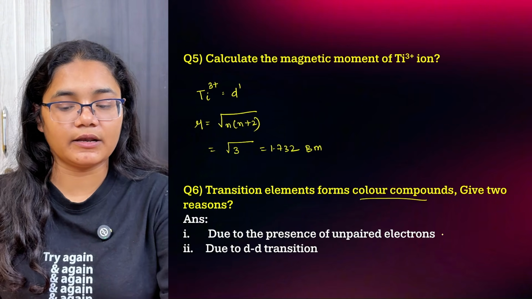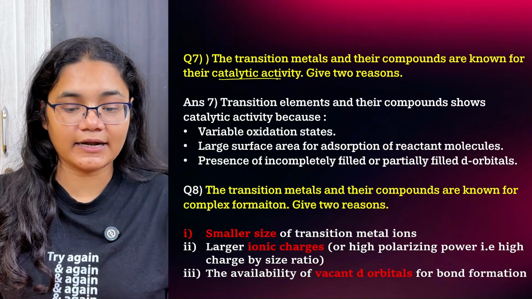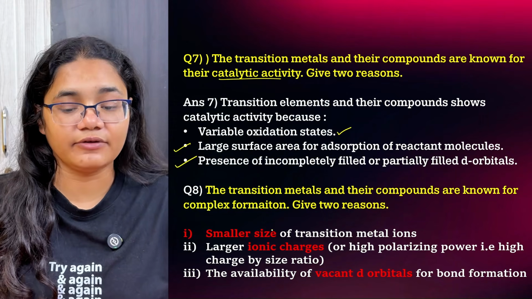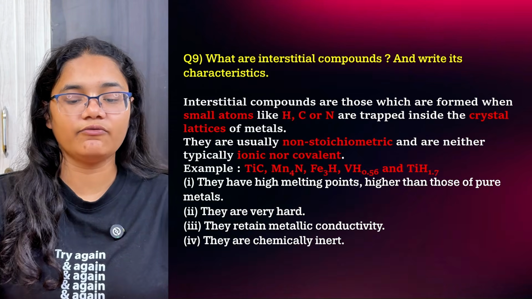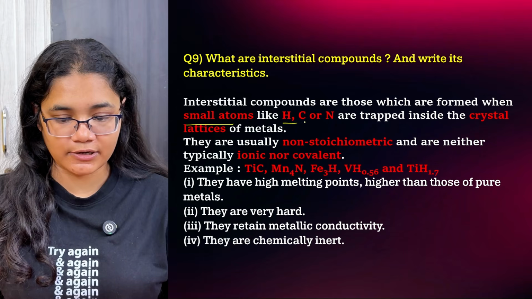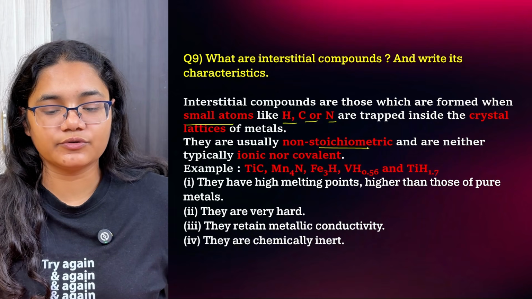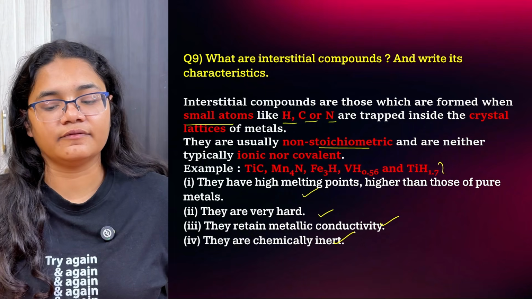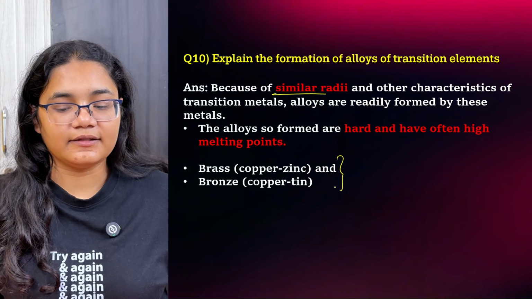Next, transition elements form colored compounds because they have unpaired electrons which can undergo d-d transition. Next, catalytic activity. Here they have variable oxidation state, large surface area and presence of incompletely filled d orbital. Complex formation: smaller size, larger ionic charges and availability of d orbitals. What are interstitial compounds? Those compounds formed when small atoms like hydrogen, carbon, nitrogen are trapped in the crystal lattices of the metals. They are usually non-stoichiometric. Examples are here and they are hard, high melting point, retain conductivity and are chemically inert. Next, alloy, because of similar radii, and these are the examples.